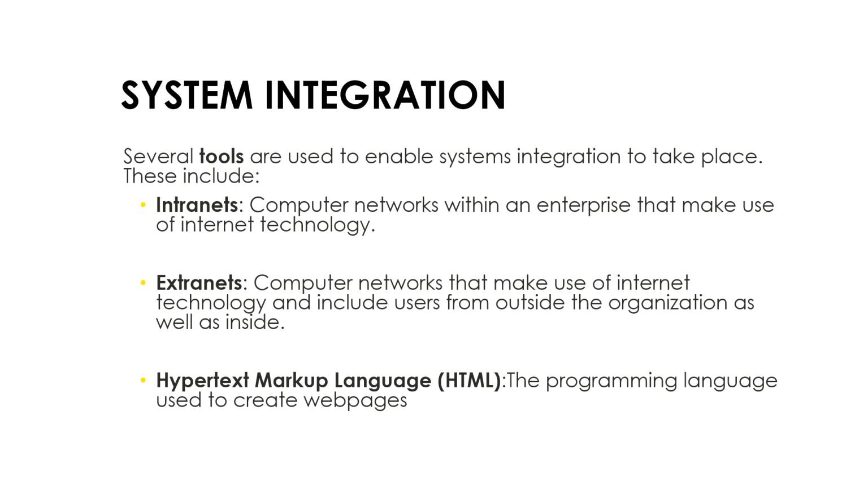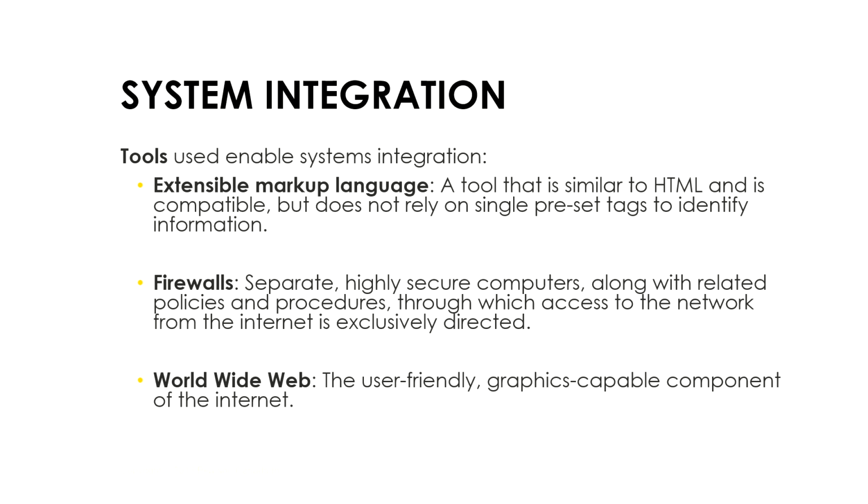One is the intranet, that's inside your company, a network within the enterprise that makes use of internet technology. Extranet, when two computer networks make use of internet technology and include users from outside the organization as well as the inside. And also HTML, hypertext markup language. This is the programming language used to create web pages. And tools also use extensible markup language, a tool that is similar to HTML and is compatible but does not rely on preset tags to identify information.